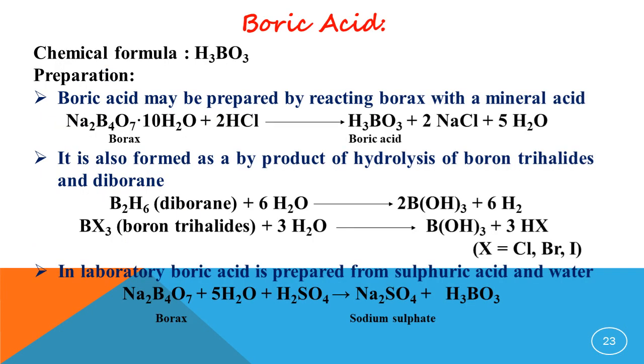Boric acid. The chemical formula is H3BO3. Preparation of boric acid: boric acid is prepared by the action of borax with a mineral acid like HCl, where borax reacts to form boric acid, sodium chloride, and water. Boric acid may also be formed as a byproduct of hydrolysis of boron trihalides and diborane. In the laboratory, boric acid is prepared by the action of sulfuric acid on borax to form sodium sulfate and boric acid.